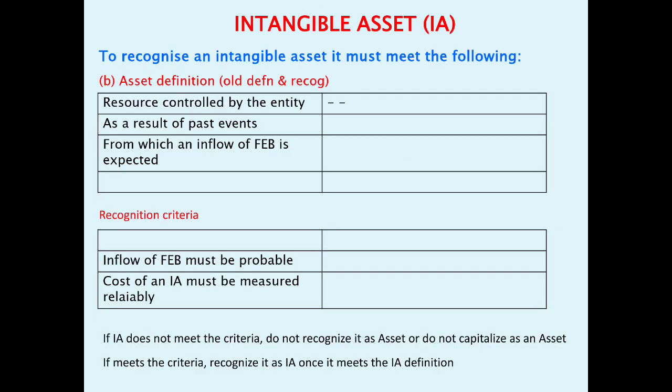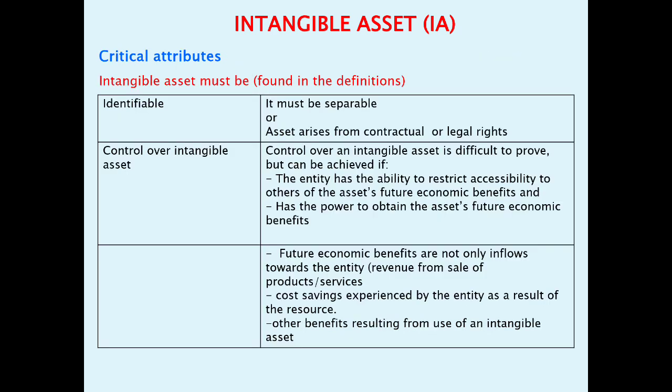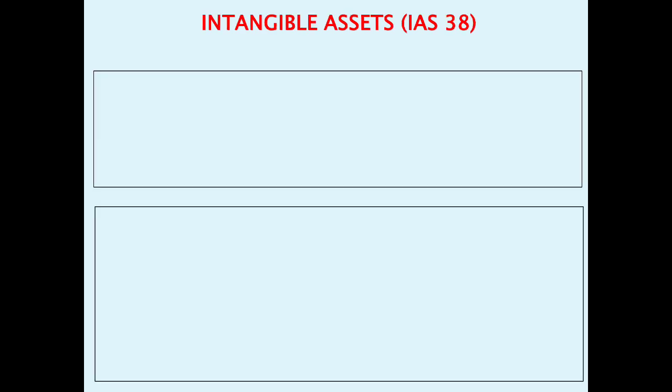So I told you it must meet the intangible asset definition. Then it must also meet the asset definition. Now, the asset definition is this, right? You know this. Then you must meet the recognition criteria. This is the same as an asset. And after it meets those three things, it's done. It's an intangible asset, right? So don't forget that. These are all the critical things we just discussed.